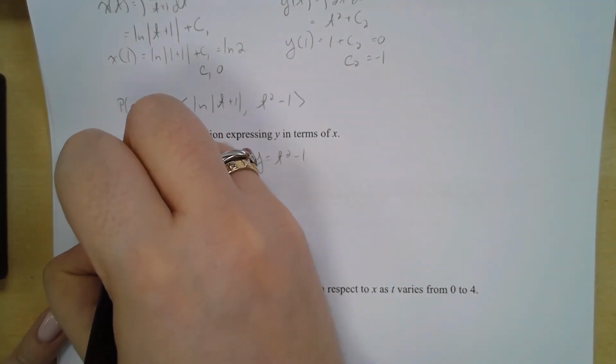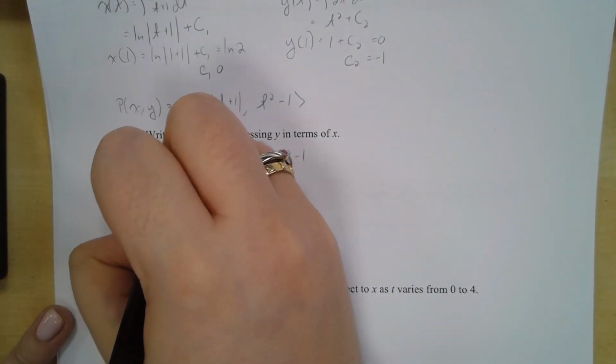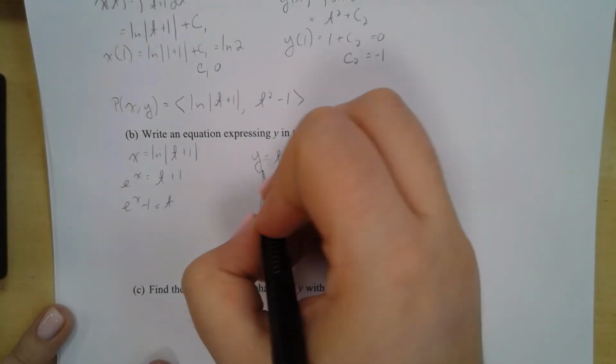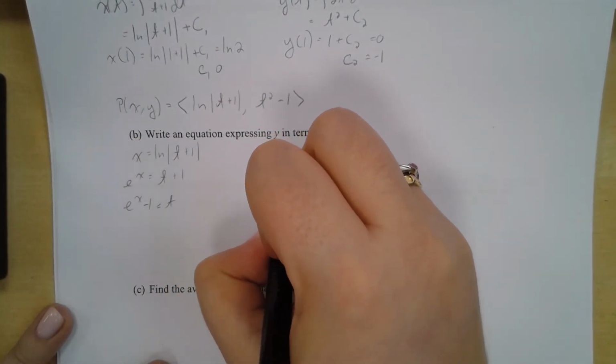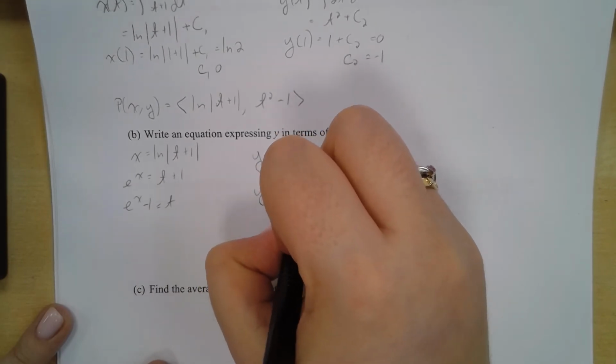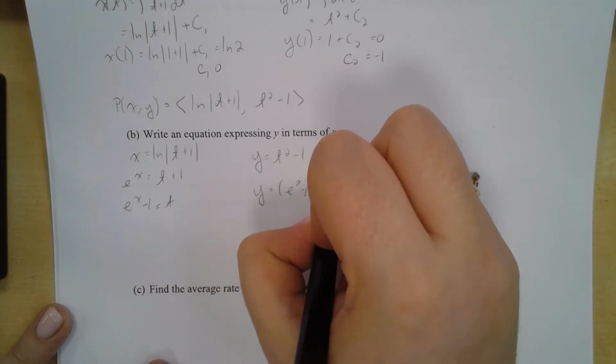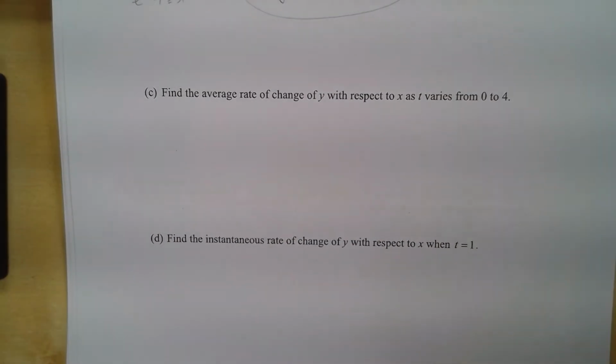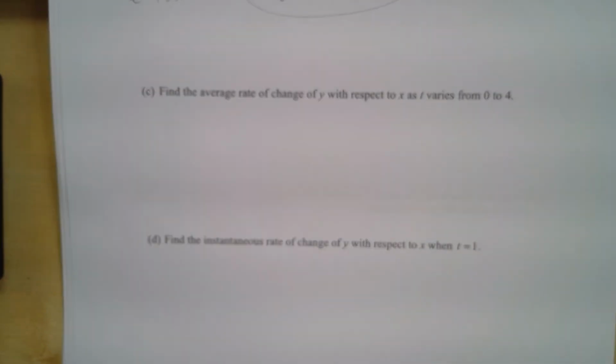So e to the x is equal to t plus 1. So e to the x minus 1 is equal to t. So y is equal to (e to the x minus 1) squared minus 1. And I would just leave that like that. I would not do any more than that. Not worth it.